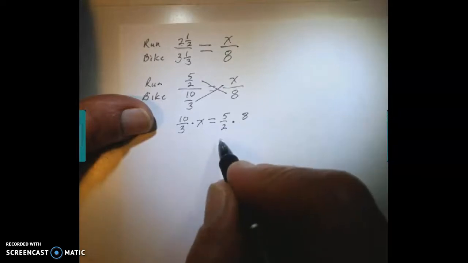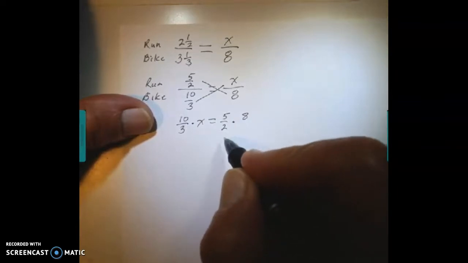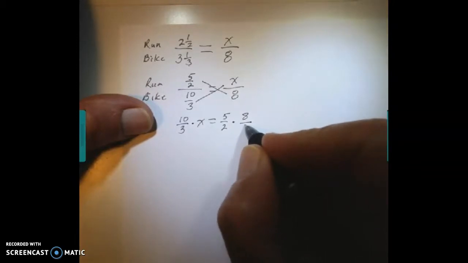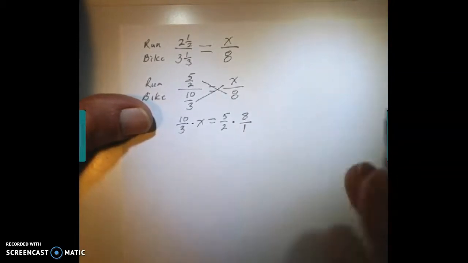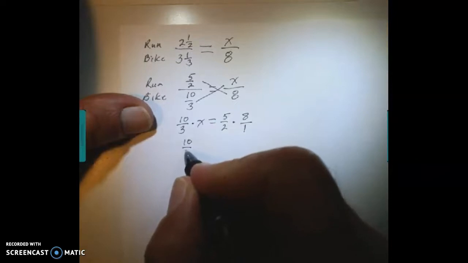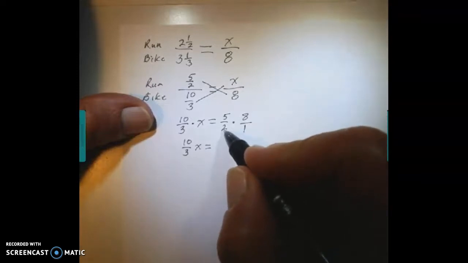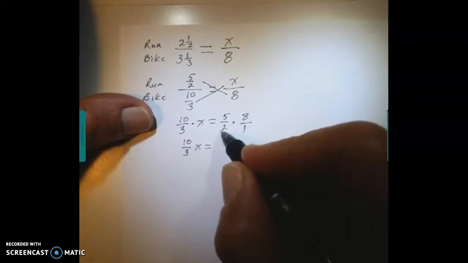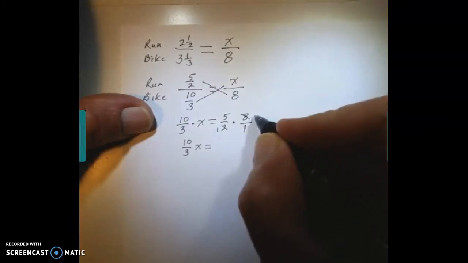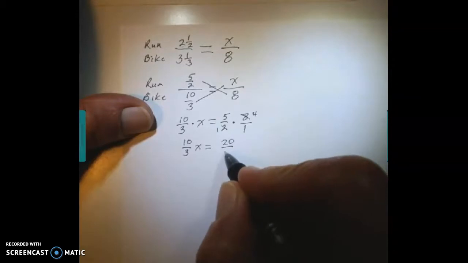And again, to multiply fractions, you want to multiply numerator times numerator, denominators times denominators. Well, whole numbers then, you make it look like a fraction. You put a 1 under it so that you have a numerator and a denominator. On this side, you would have 10 thirds x. You just drop the dot. On this side, again, reducing before you multiply. 2 and 8 can both be divided by 2. 2 divided by 2 is 1. 8 divided by 2 is 4. So multiplying 5 times 4, I get 20 over 1.